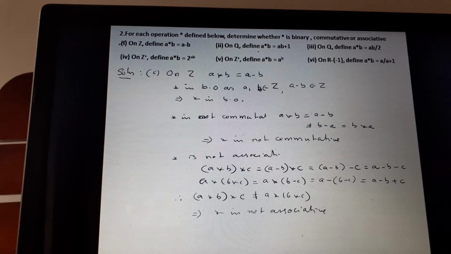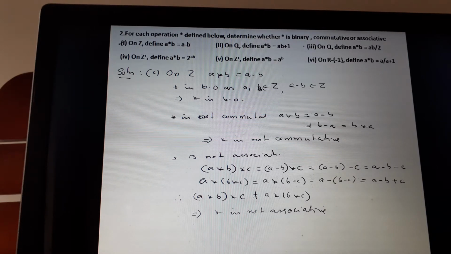This is binary because for any two rational numbers A, B, the result is a rational number, plus 1 is also a rational number, therefore definitely this belongs to Q. So binary, no doubt. You can definitely show that it is commutative because AB and BA, if you interchange them, the value will not change. So definitely it is commutative. Try yourself whether it is associative or not by taking three elements A, B, C. So this I will leave.